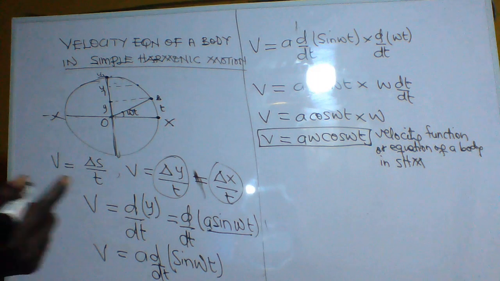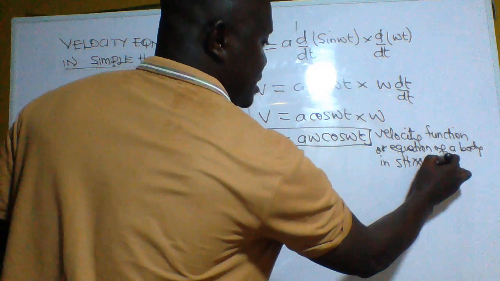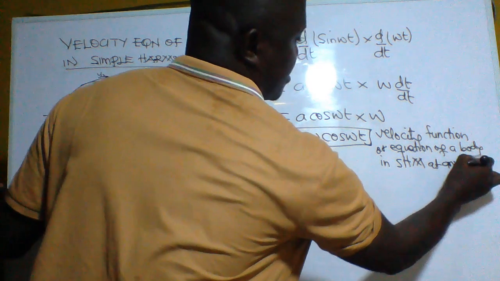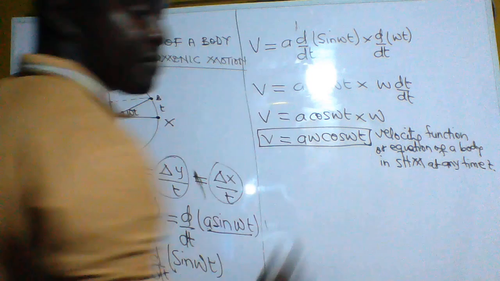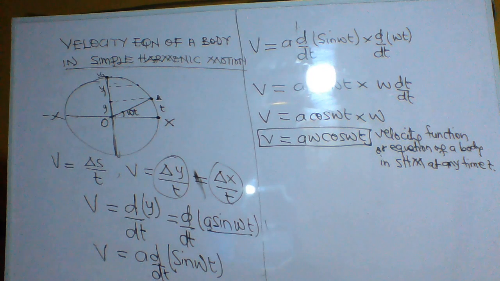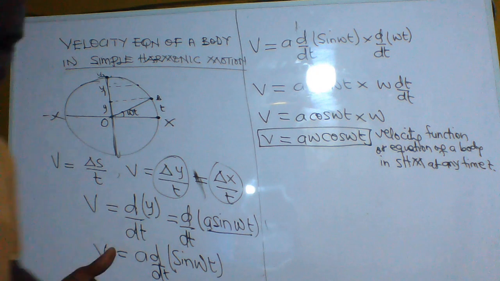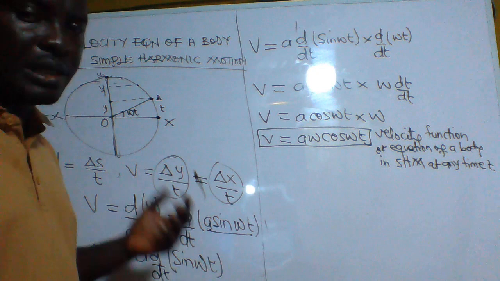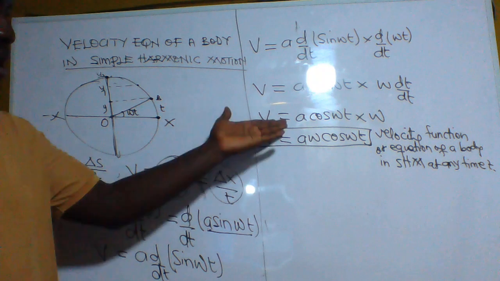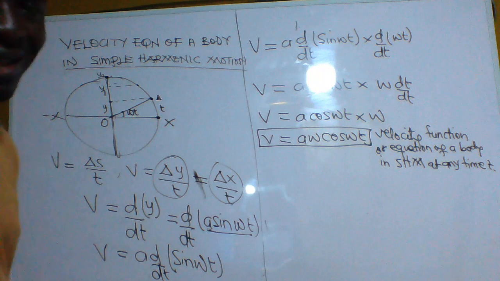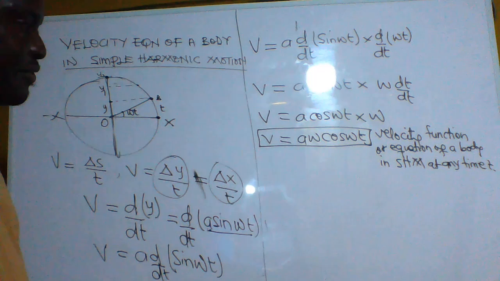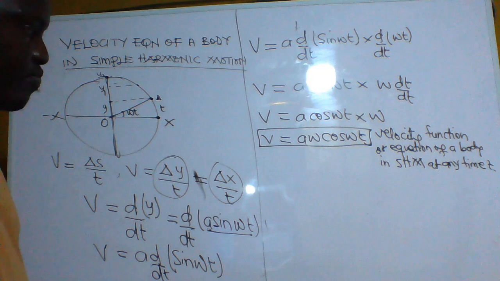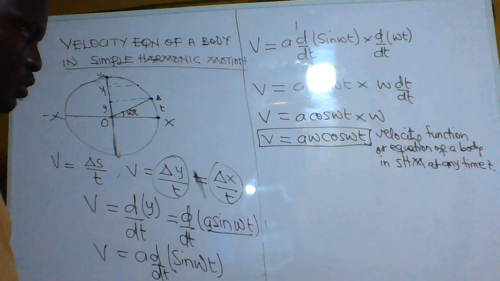Okay, so at any time t. So when you are asked to calculate the velocity of the oscillating body at any changing time, this is what you use in having the velocity of the oscillating body. Is that okay? This is what you use.